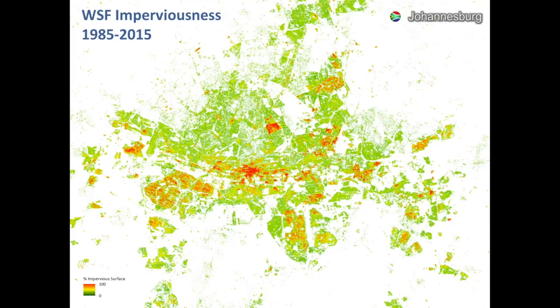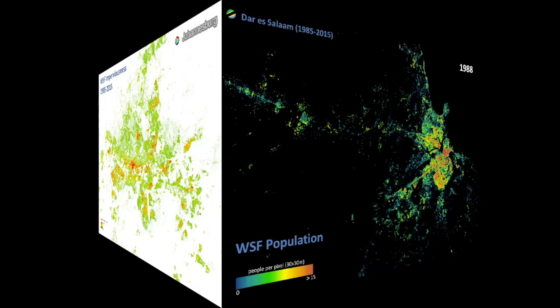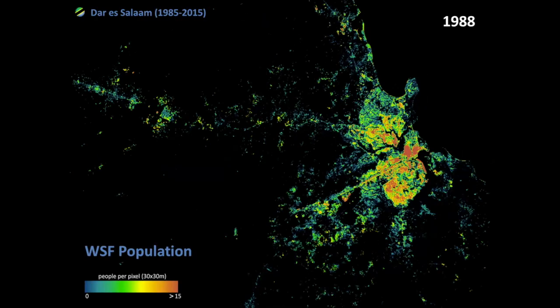Then I mentioned that we can finally combine this with population data. And here, this is still a bit static, let's say. Two examples from Dar es Salaam again. So that was, in our case, the modeled population distribution in 1988.